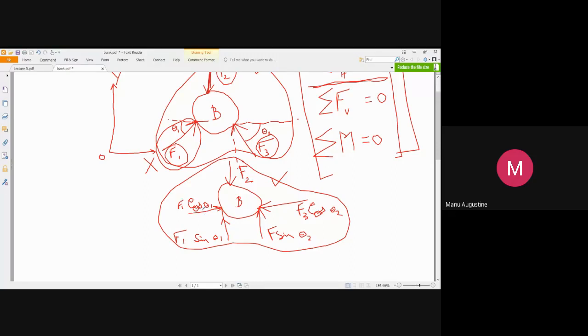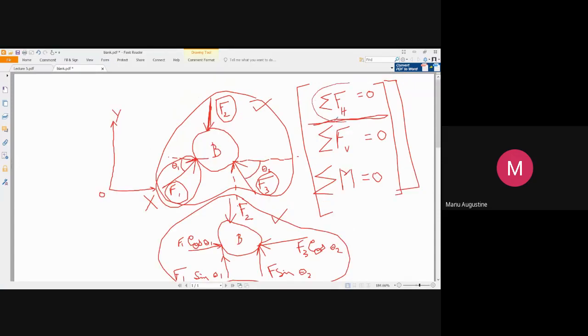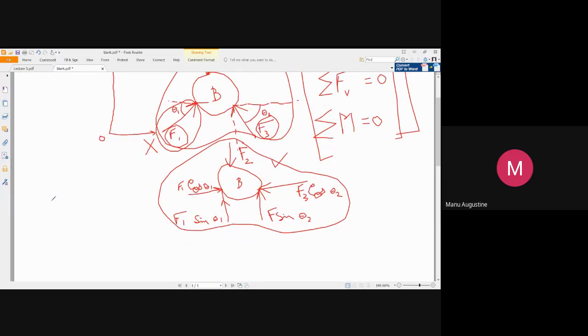F1 cos theta 1 is a horizontal force. F3 cos theta 2 is a horizontal force. And there are no other horizontal forces in the system. So if I say that the sum of all horizontal forces must be equal to 0, that definitely means F1 cos theta 1 with a positive sign. Why? Because this is in the right direction. Then minus F3 cos theta 2. Why the minus sign here?